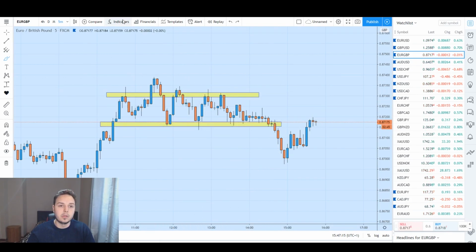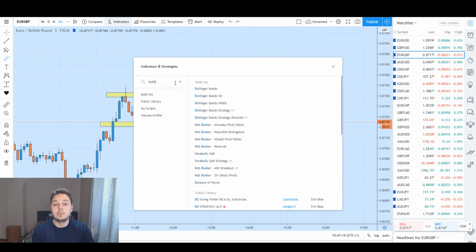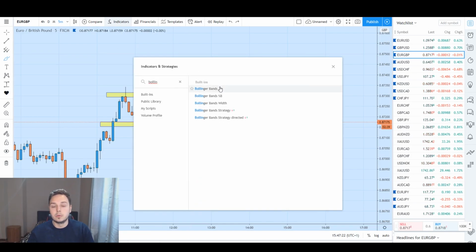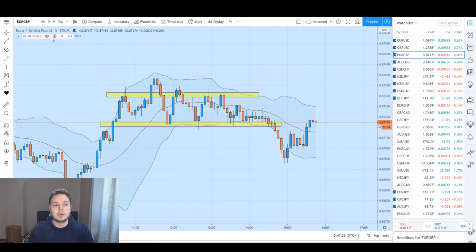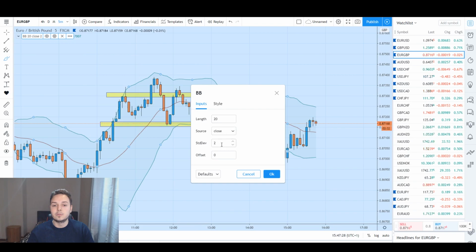What do we need? We need our indicators. We're going to use Bollinger Bands. So just type in Bollinger Bands on TradingView or whatever platform you use. It's going to come up with these settings: length 20, deviation 2, offset 0. Basically, these are the main settings for the Bollinger Band, so you should not really change them. Leave it at default. If they're different, choose these ones.